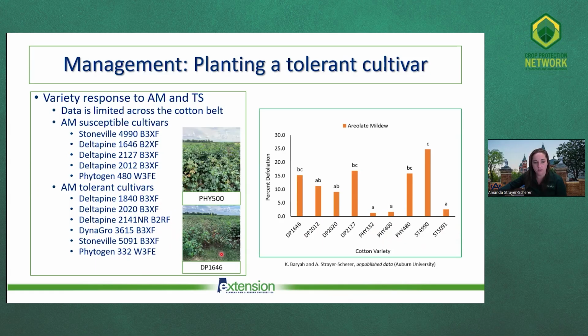And I put Delta Pine 1646 here, just a picture. And you can see that pretty severe defoliation if you look closely. So that browning there. And then the Phytogen 500 picture I posted up here.